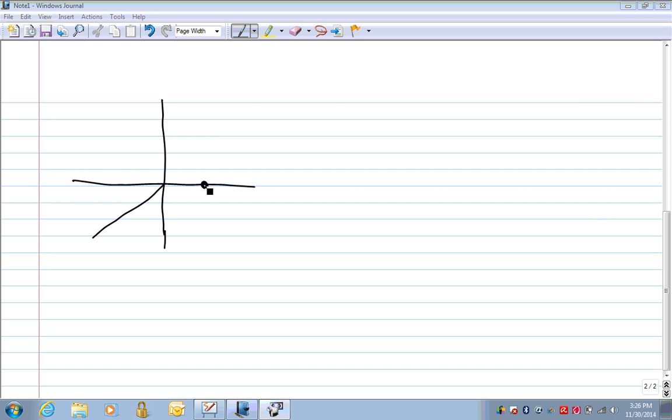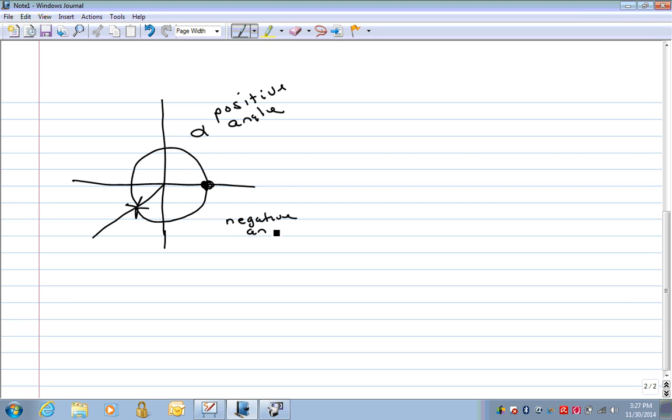Okay, as we go here, this would be our initial side, and we would rotate in a positive rotation counterclockwise. We're going to call this angle alpha, and this would be a positive angle. If we started at the same spot, so we had our same initial start, and we rotated in a clockwise direction, but we had the same ending spot, or the terminal side, this would be a negative angle. And we'll call this one beta.